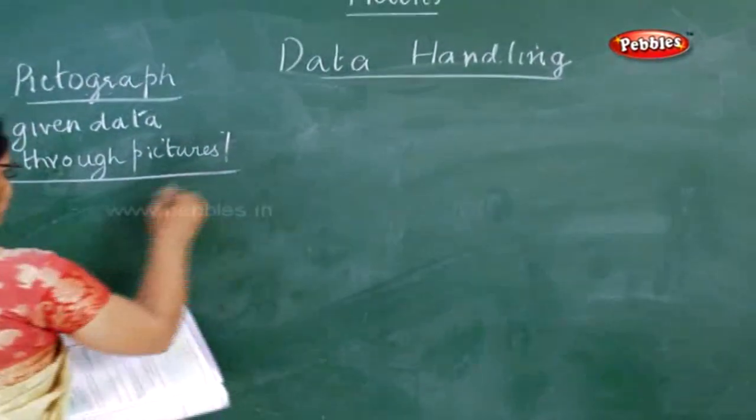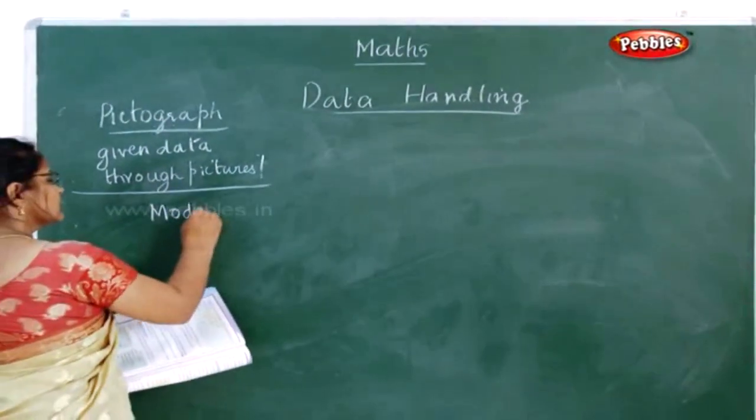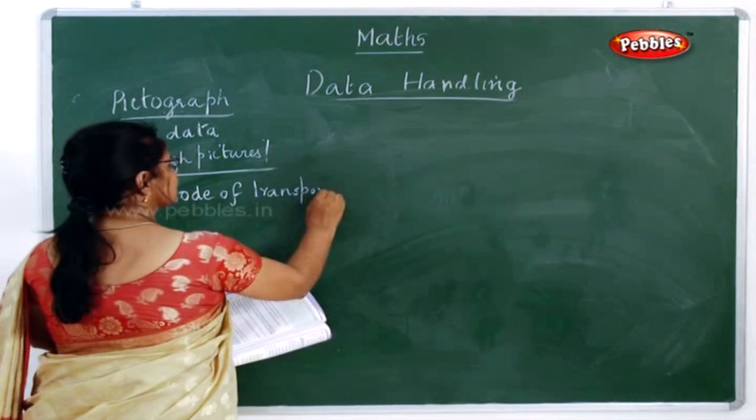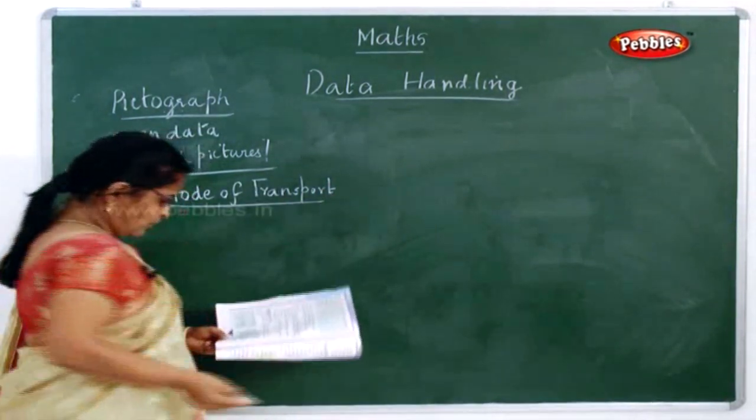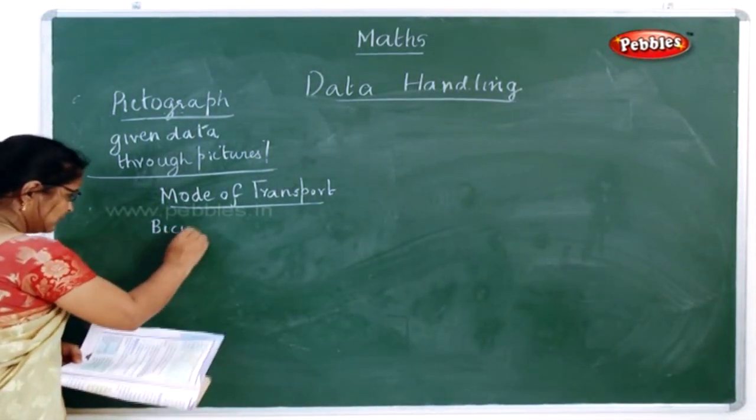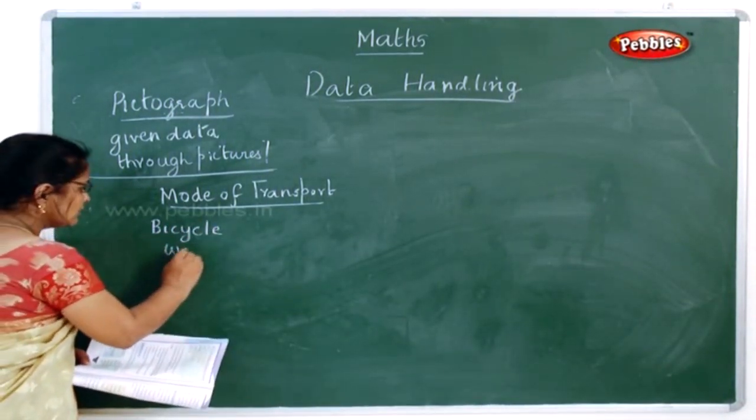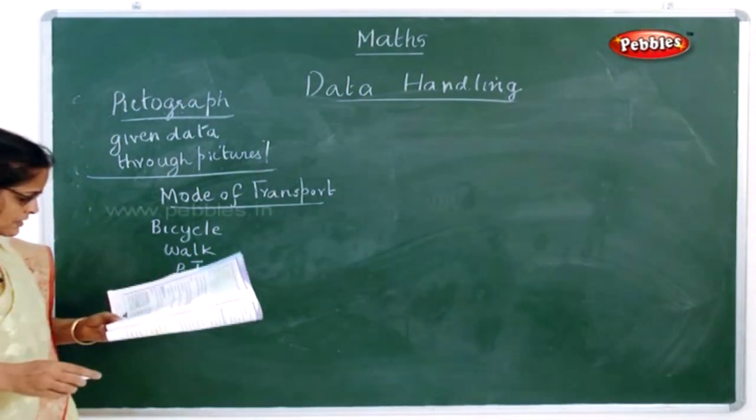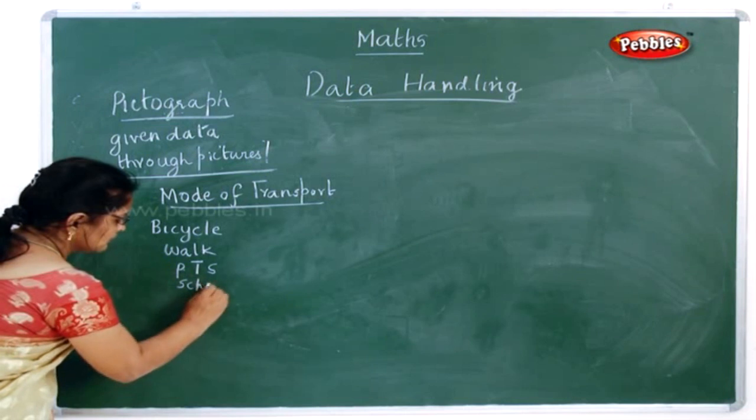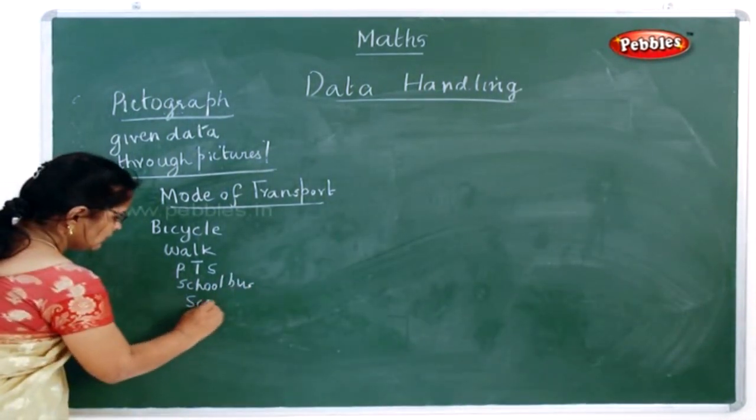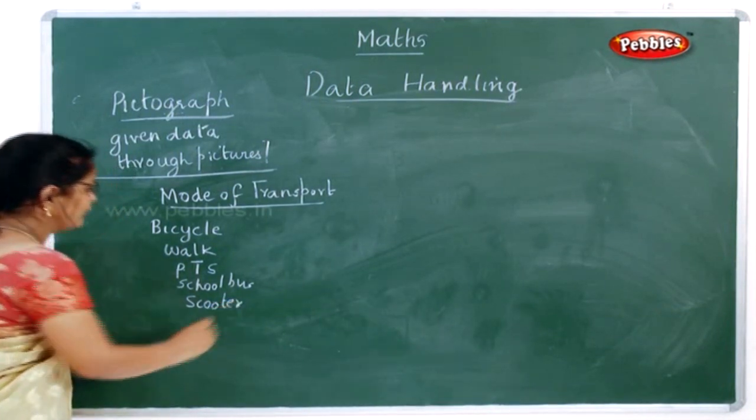See, the next one is mode of transport. Now in that there are different modes of transport: bicycle, walk, that is walking, public transport system, I have written PTS, then school bus, and what was the last thing? Scooter. So this was the mode of transport.